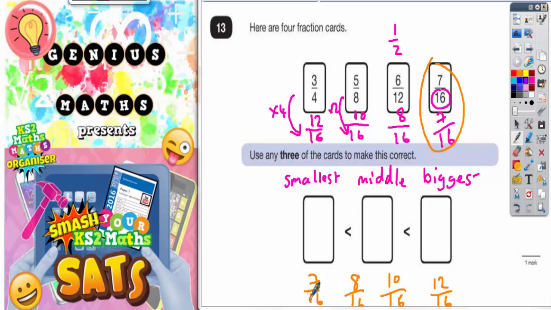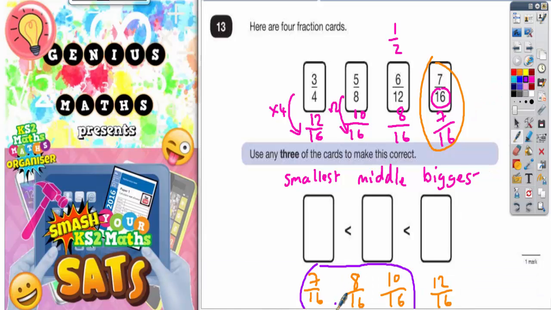So you could have 7 sixteenths first, and the 8 sixteenths comes from 6 twelfths, and then the 10 sixteenths comes from 5 eighths. So you could have those 3 being in that order, or if we rub it out, you could also have these 3 instead. So you could start with the 8 sixteenths, which is 6 twelfths, then 10 sixteenths, which is 5 eighths, and then 12 sixteenths, which is 3 quarters. Either of those two answers would be acceptable.